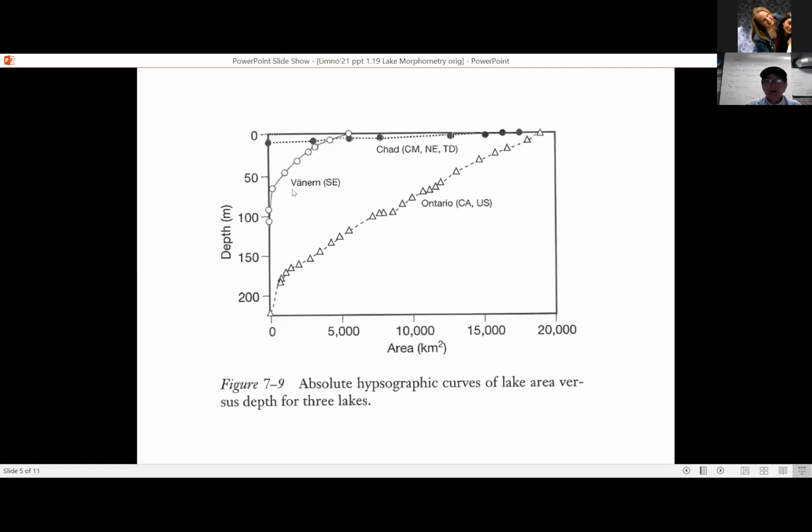Here is a Swedish lake, Vanern, which is much shallower. Oh, it's only 100 meters deep. But you see, it's more of a curvy shape. Then you get something like Lake Chad in Africa, which spans a couple of different countries. And look how shallow it is, and almost all of the lake is very shallow. So especially for big lake limnologists, I think hypsographic curves really tell you a lot about the structure of the lake.